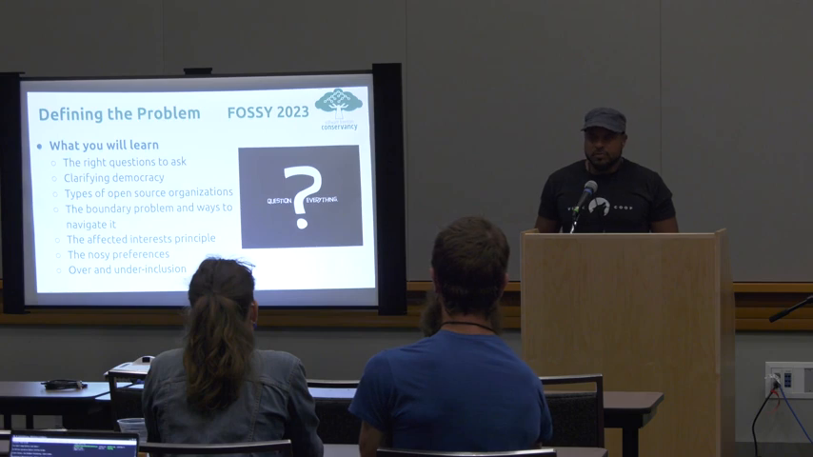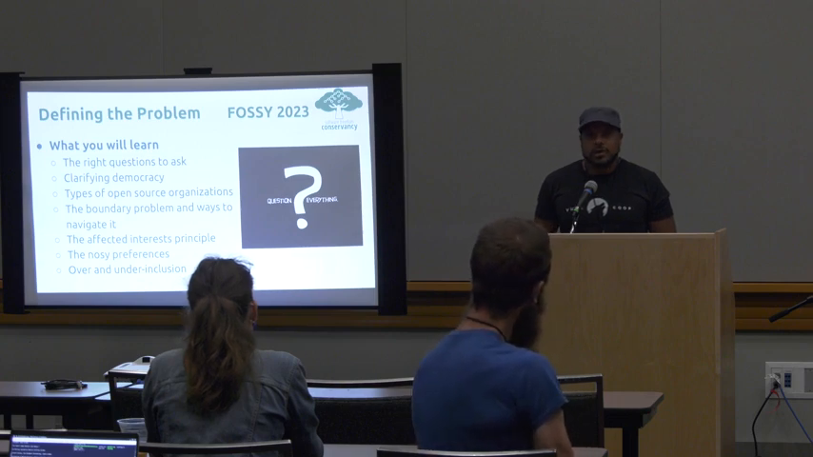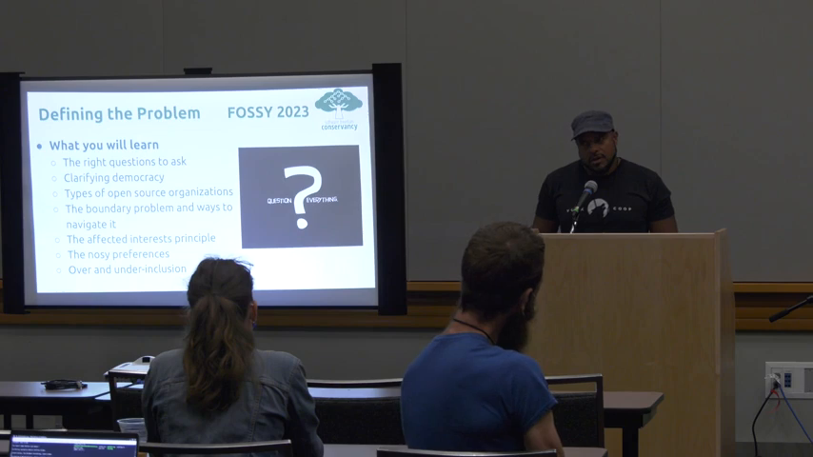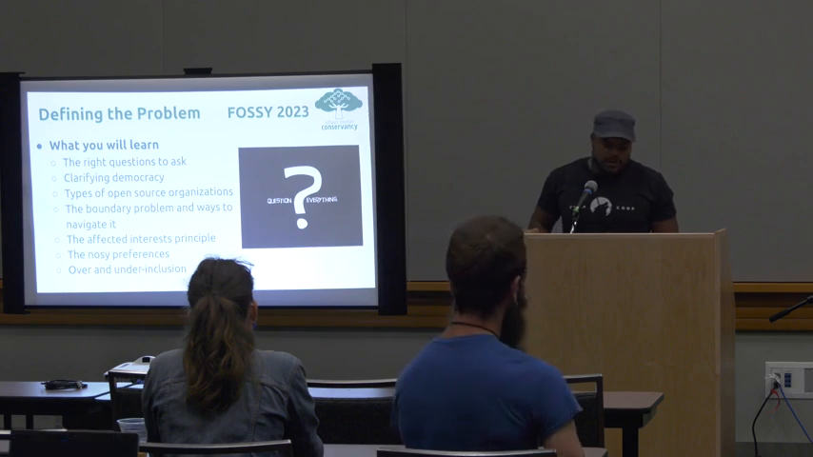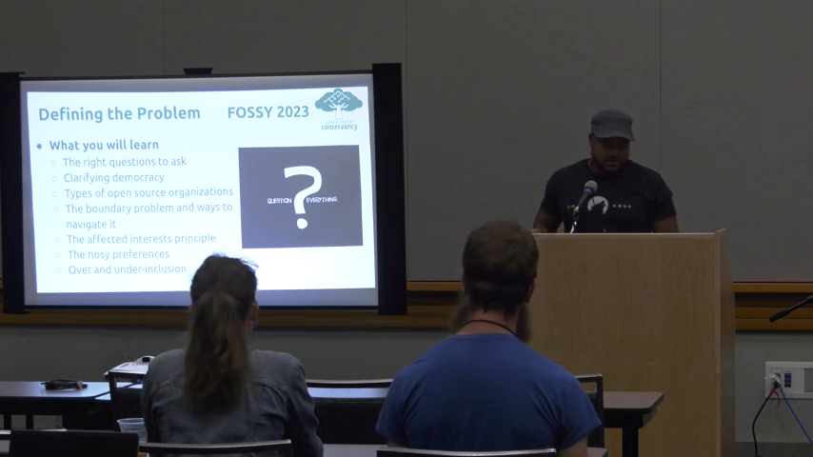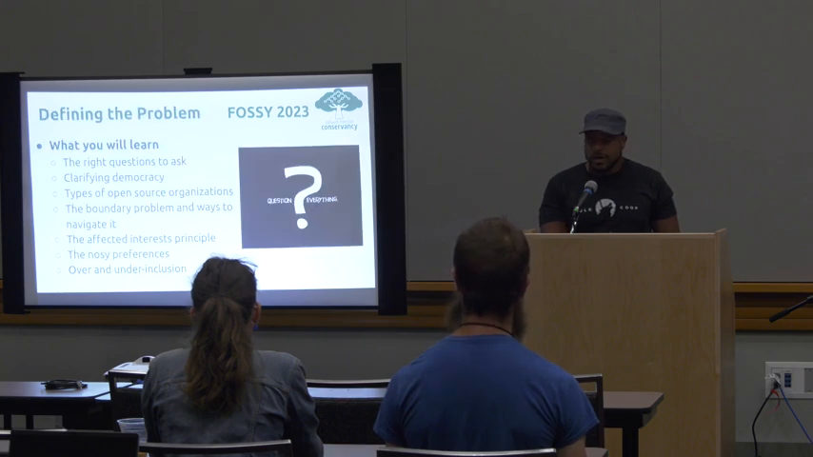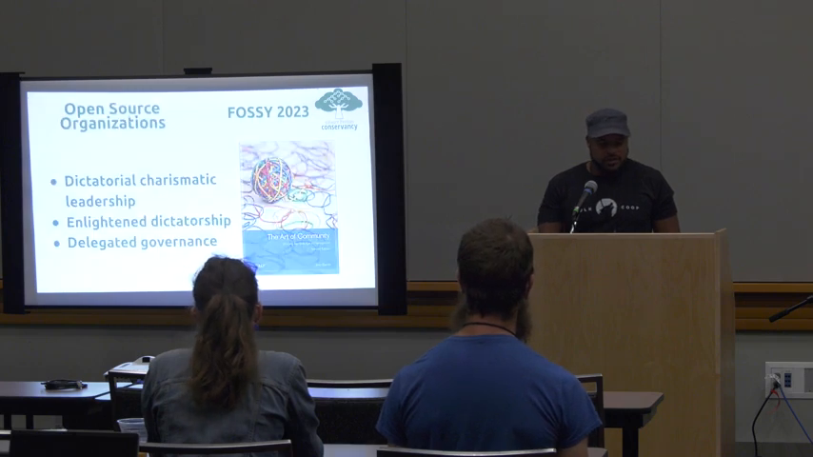Some other principles, you have the affected interest principle. These are principles within political science for helping you to reason about democracy. You've got the nosy preferences, over and under inclusion. There's some other ones called transients and externalities, and those are what I call constraints. So let's get into this a little bit.